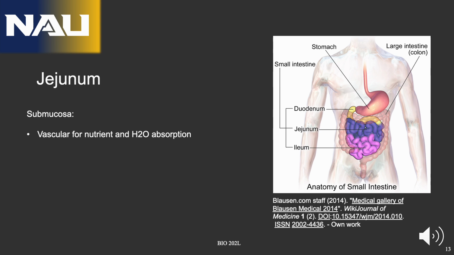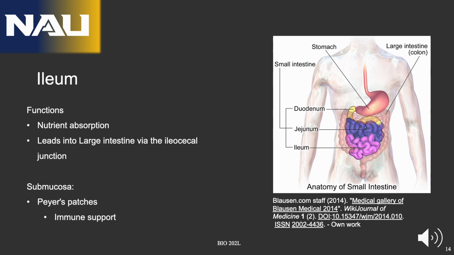The last section of the small intestines is the ileum, which is about 10 feet long and continues the absorption process. It also contains Peyer's patches, which offer immune support to the digestive tract. This part of the intestine connects to the large intestine at the ileocecal junction, regulating the flow of digested material into the colon, right here.